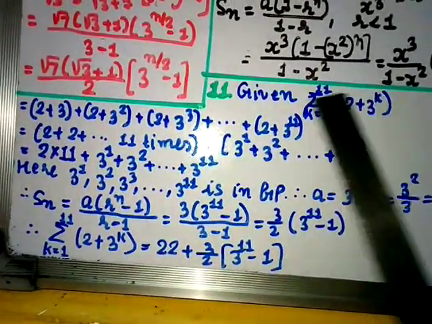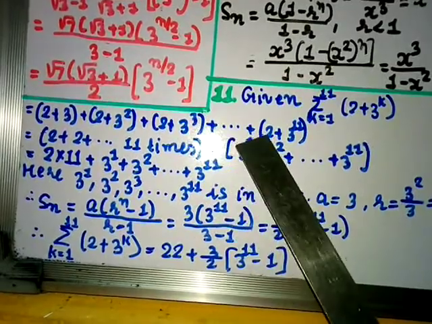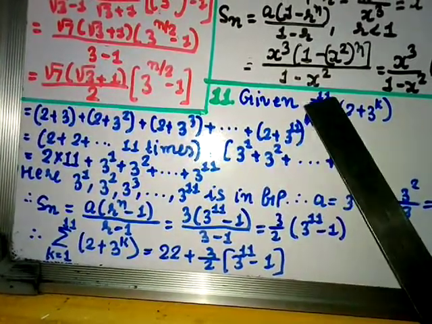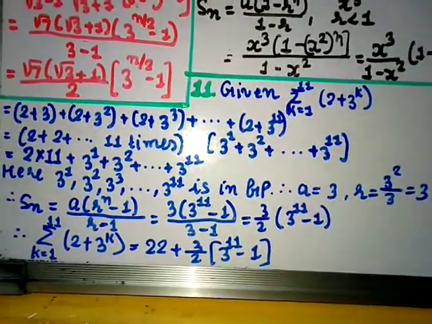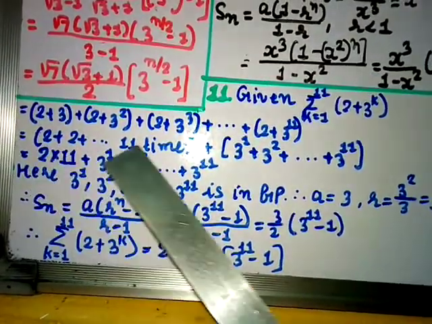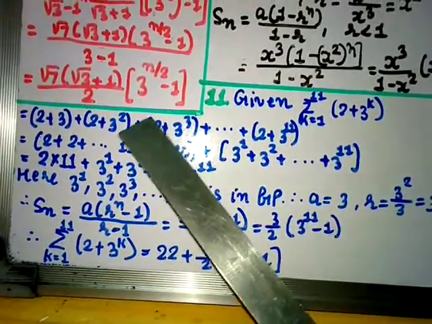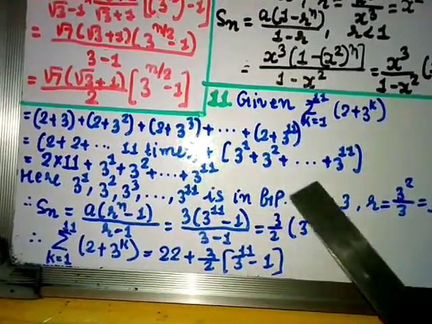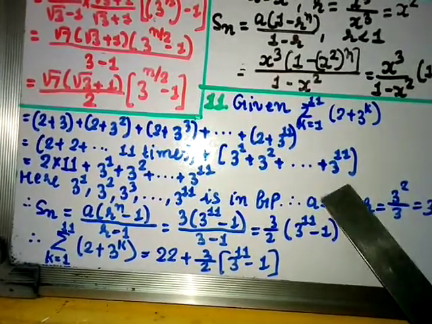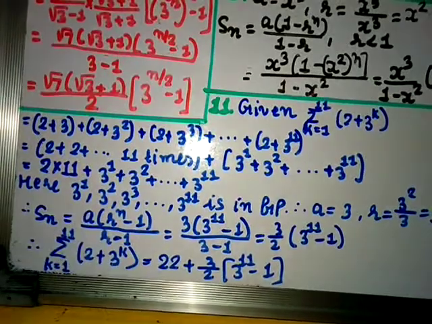Plus you put now 2 here, so 2 plus 3 power 2 plus 2 plus 3 power 3 plus up to plus 2 plus 3 power 11. Up to 11 you have to go. Okay, so 3 power 11. Now here 2 plus 2 plus 2 plus 2 will be up to 11 times. Okay, plus here 3 power 1 plus 3 power 2 plus 3 power 3 plus up to plus 3 power 11. Okay, now this part we can write it as it is in GP.